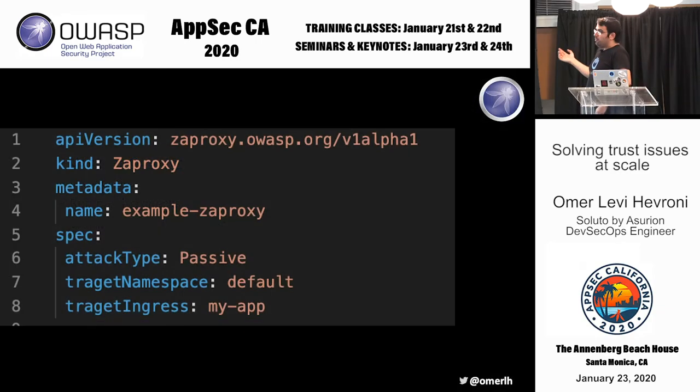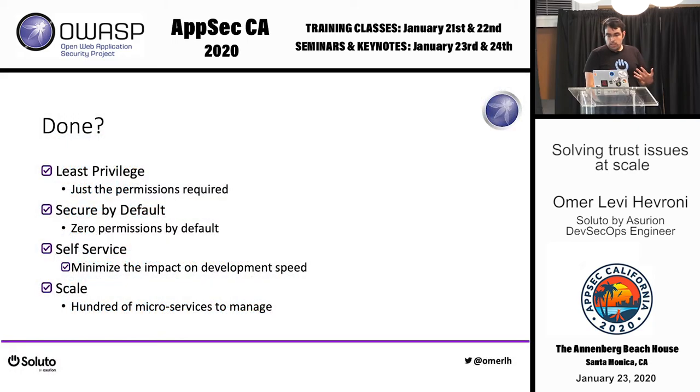So this is an example of how you can use the ZAP operator to attack the production service. It will basically launch a new ZAP that will proxy 5% of the traffic going through your service and look for issues. And this can give us another type of confidence in our systems. So now we are actually done.